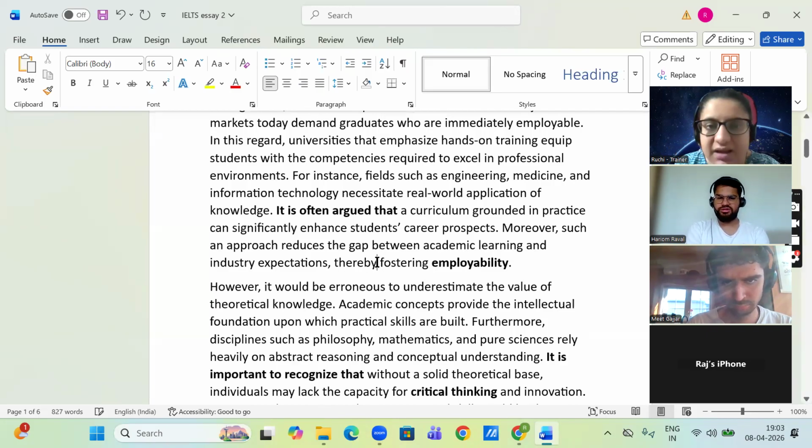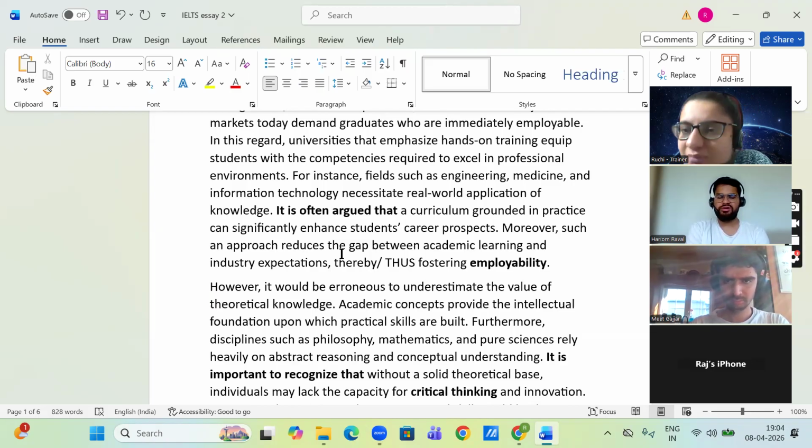Again, thereby का meaning मैंने कल बताया था, thus, THUS. You will notice that जहां पे भी thus लिखने का आता है, मैंने आप लोगों को thereby लिख लिख के दिया है, ठीक है? जब गैप कम होगा एकेडमिक्स एंड इंडस्ट्री के बीच में, तो नेचुरली क्या होगा, इंसान की एम्प्लॉयबिलिटी बढ़ेगी, thereby fostering employability.